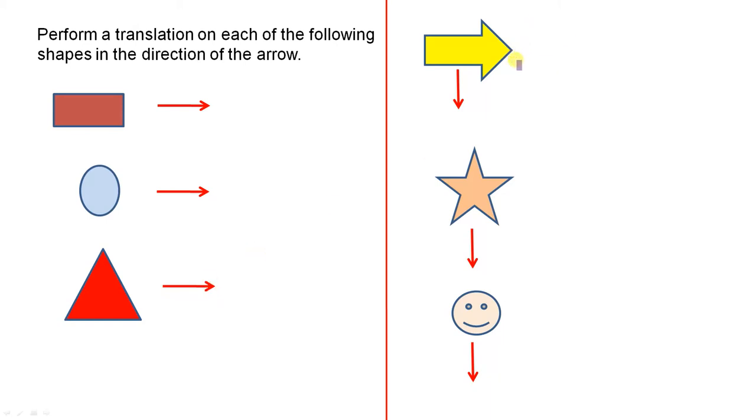Now we also have this arrow. Now in the lesson we were told that the movement can be right, it can be left, up, it can be down, or it can be at an angle. It doesn't matter. So here, this particular arrow, we're moving it down. The star is moving down, and the smiley face is moving down. So you have to draw the image in each case.